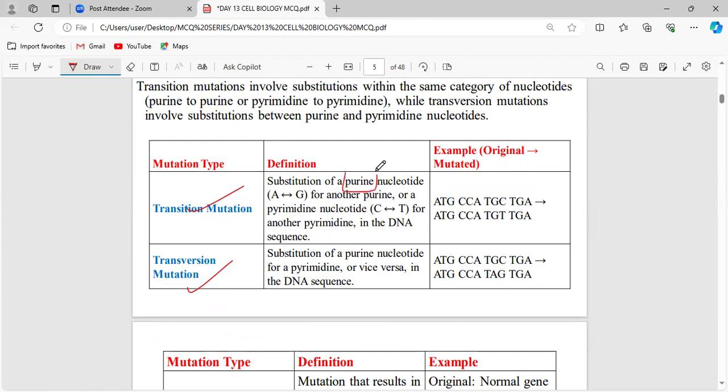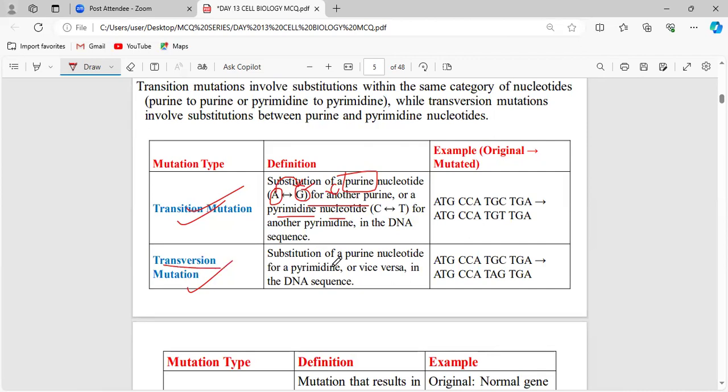Here a purine nucleotide will be replaced by another purine. For example, adenine is a purine, guanine is a purine. Here this adenine, a purine, is replaced by a guanine. In that case, we call it a transition. If it is a pyrimidine nucleotide, it will be mutated to another pyrimidine. That is what a transition is.